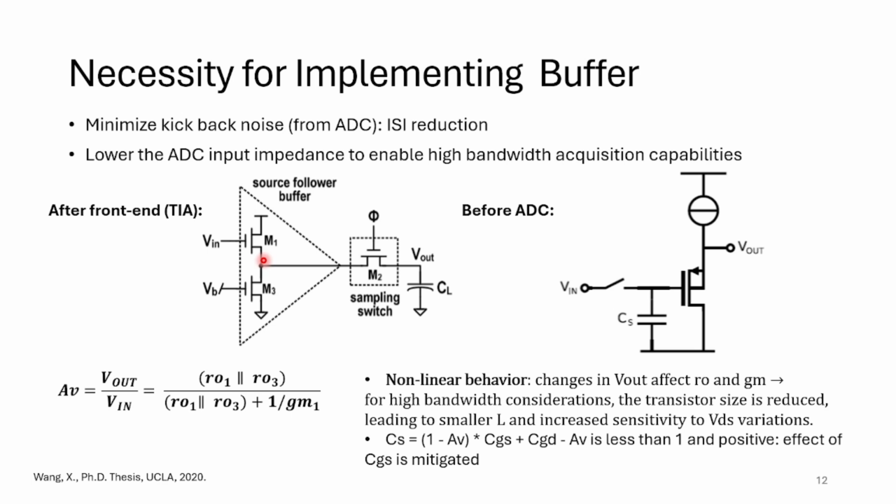Here I also mentioned that in this circuit, because the gain from here to here is positive and almost 1, the gate source effect on the sampling switch is very limited due to the Miller effect.